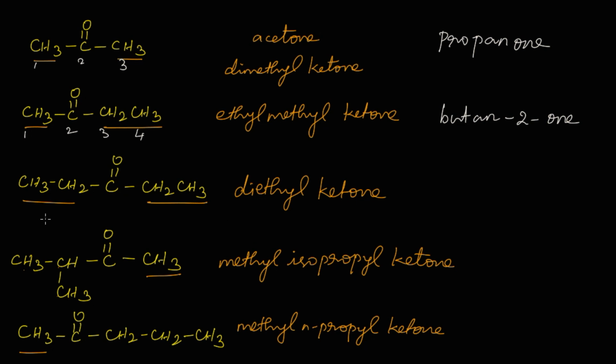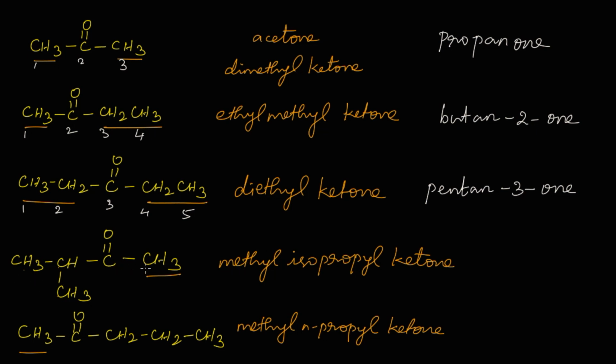Now, let's give the IUPAC name for diethyl ketone. First, number the carbon atoms 1, 2, 3, 4, 5. Totally five carbons are there in a straight chain, so pentane. The functional group CO is on the third carbon, so pentane-3. If CO, that is ketone, is the functional group, the suffix is -one. Pentan-3-one is the IUPAC name of diethyl ketone.